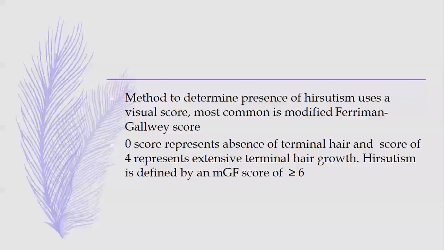Method to determine the presence of hirsutism. We have a visual score that I explained to you. This is called the modified Ferriman-Gallwey score. You can give a 0 score, which represents absence of terminal hair. You should look for terminal hair, the dark, thick hair, not that thin hair. And then we will score it.